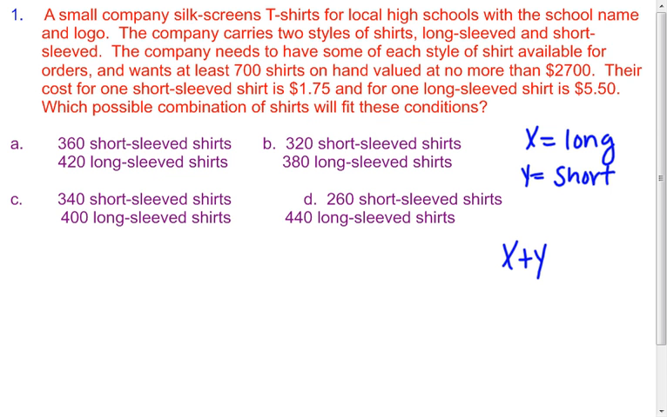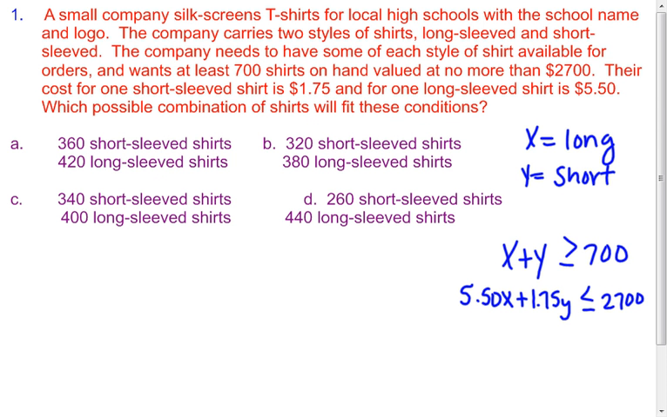X plus Y has to be at least 700 shirts. So that quantity has to be greater than or equal to 700. The number of shirts has to be greater than or equal to 700. The long sleeve shirts are $5.50, and long sleeve is X. So I would go 5.50 times X plus the short sleeve shirts are $1.75, and that's your Y. And when I add all that together, $5.50 for every long sleeve plus $1.75 for every short sleeve, I can't spend any more than $2,700. So that has to be less than or equal to $2,700.